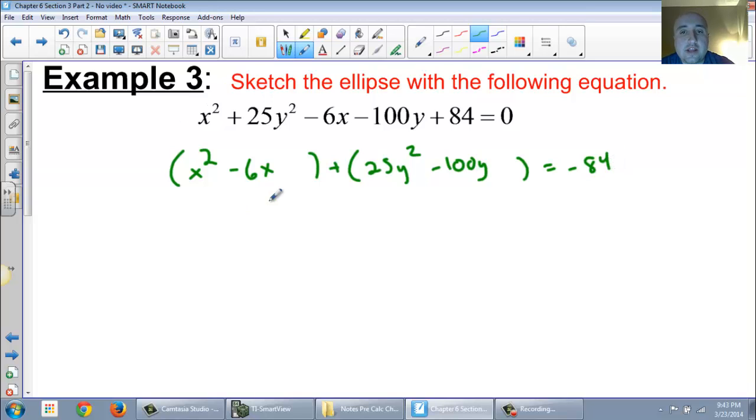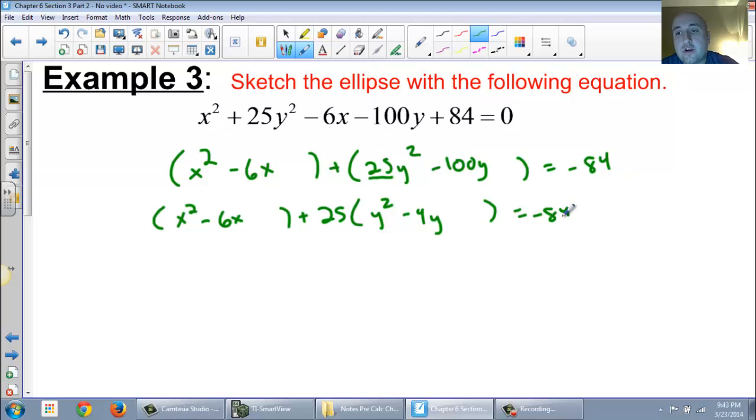Now, we should notice here, though, that we have a number in front of your y squared, but we don't in front of the x squared. So the x squareds are good. We don't need to do anything with those. But we do need to take it, we have to factor out this 25. So I'm going to remove the 25 from both pieces. So 25 divided by 25 is 1, so I have a y squared left over. And negative 100 divided by 25 is negative 4.